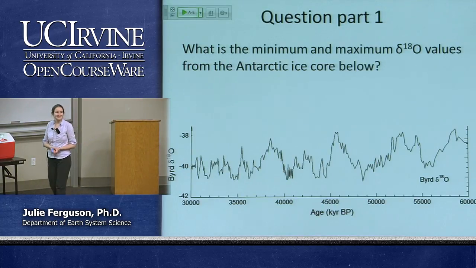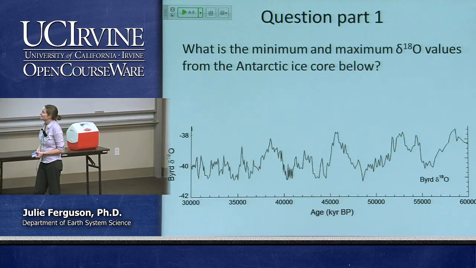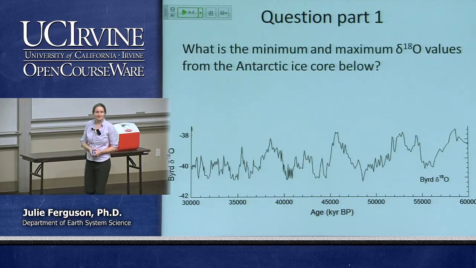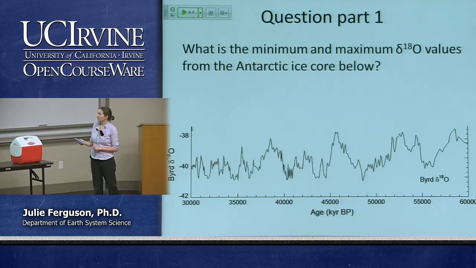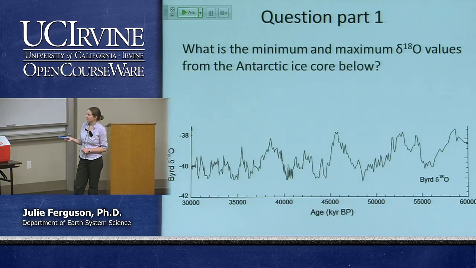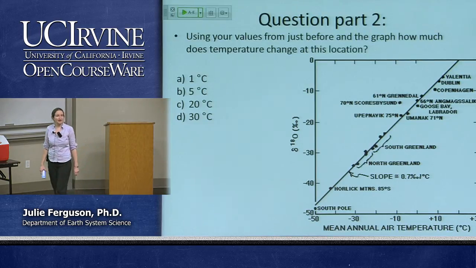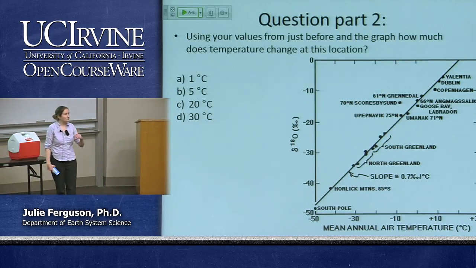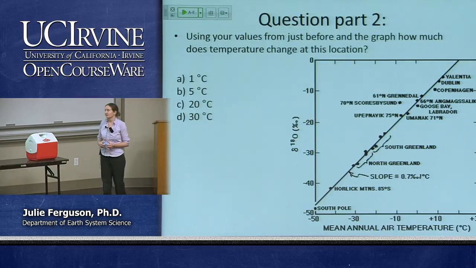Has everyone got that? Okay, so hopefully everyone has the minimum and maximum. So now your challenge is to use those minimum and maximum to work out the coldest and the warmest temperatures that were experienced at that particular site. So what is the range? What's the difference between the maximum and minimum that was experienced at this particular ice core site on Antarctica?